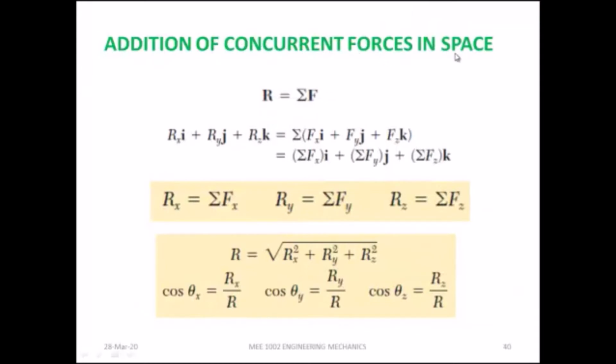Now, addition of concurrent forces in space. At a point we may have three or four forces acting. The summation of all the forces will give you the resultant, and the resultant will have x, y, z components. Similarly, each force will have x, y, z components. So Rx is the summation of Fx, Ry the summation of Fy, Rz the summation of Fz. The magnitude of the resultant is Rx square plus Ry square plus Rz square under square root. The inclination of the resultant force can be obtained using the corresponding cos theta formulas: Rx by R, Ry by R, and Rz by R.